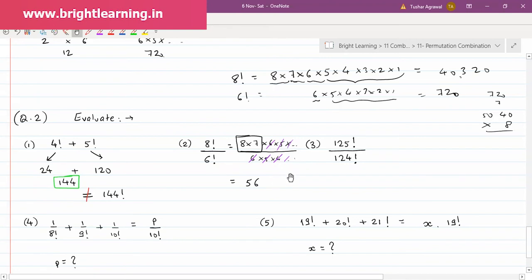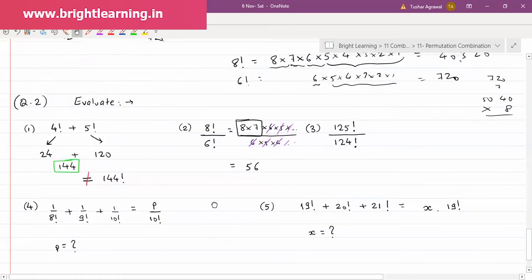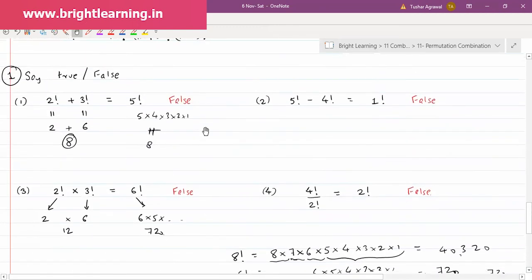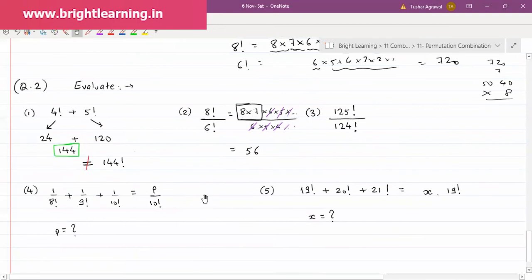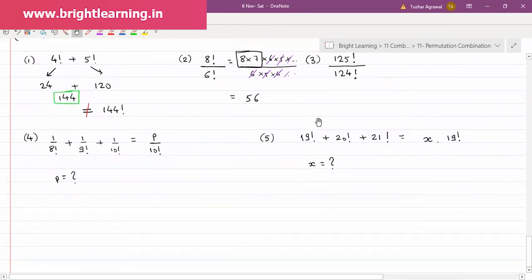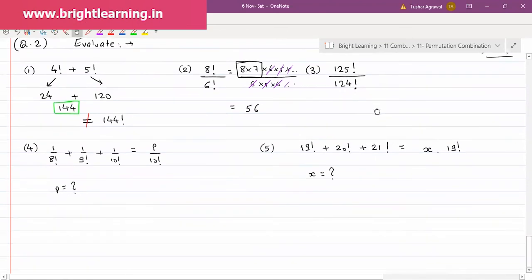Got it? Yes, sir. Could you give me a question like this, and that true or false question also, sir? Now those were just misconception questions. Those questions I gave you only to clear your misconceptions. For these evaluate questions I will give you 1 or 2 questions, so we have to step up our level. Third question, 125 factorial upon 124 factorial. It is similar to the second question. So I'll try doing that and I'll send you the answer, sir.